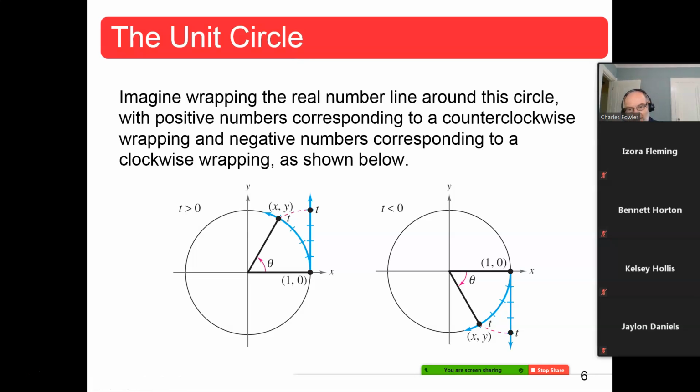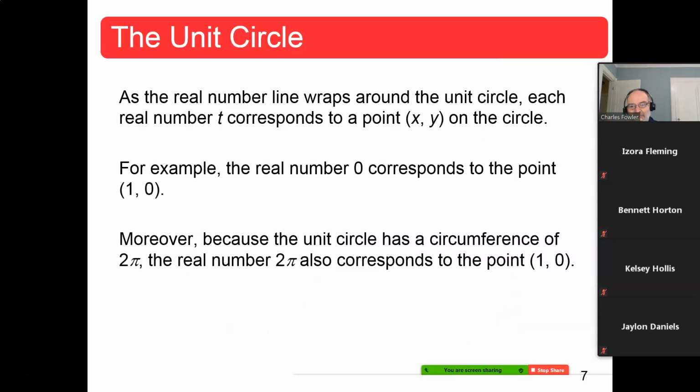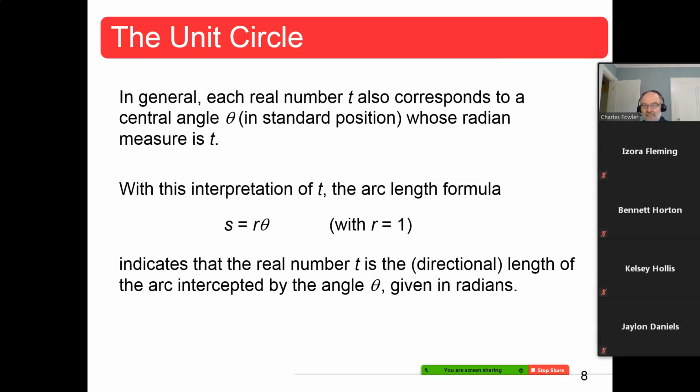Also 4 pi, 6 pi, 8 pi, negative 2 pi would be there, negative 4 pi would be there, negative 6 pi would be there. All the even multiples of pi, positive or negative, would be there. Okay? They all correspond to that (1, 0), and 1 squared plus 0 squared is indeed 1.